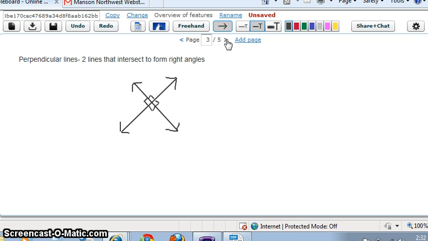Next one is perpendicular lines, and the definition of that is two lines that intersect to form right angles, and all four of these angles right here are all 90 degrees.